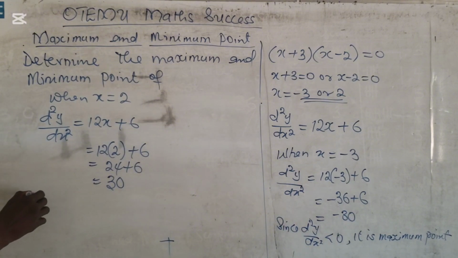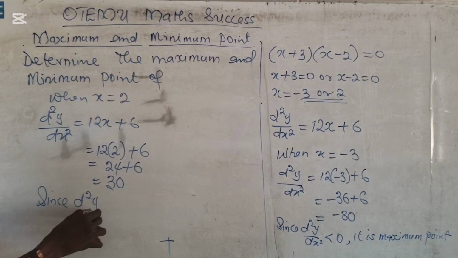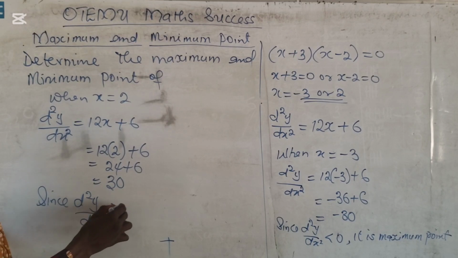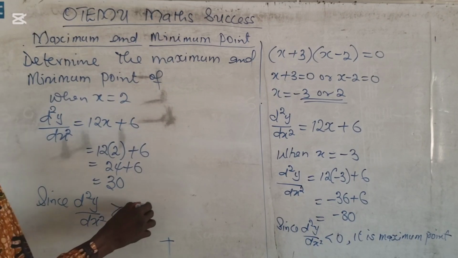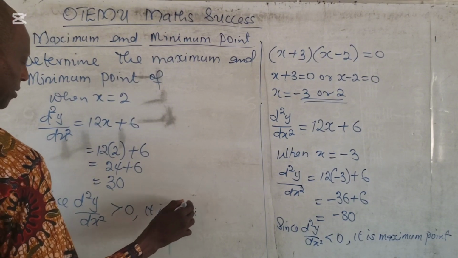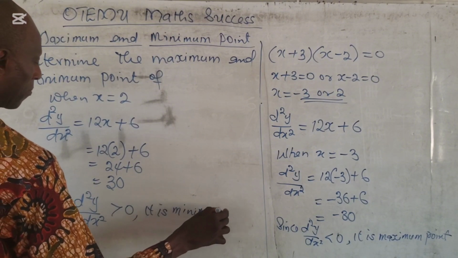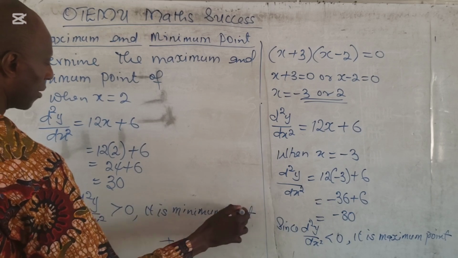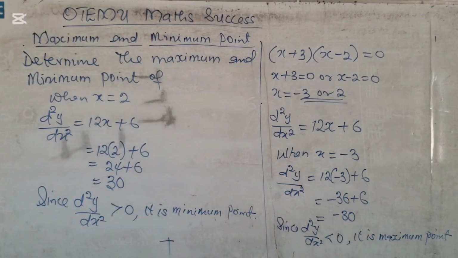We now write, since d square y over dx square is greater than 0, it is a minimum point. So this is how we can solve problems on maximum point and on minimum point.